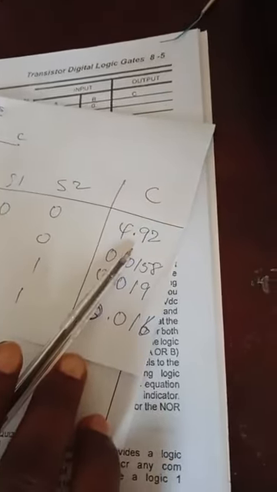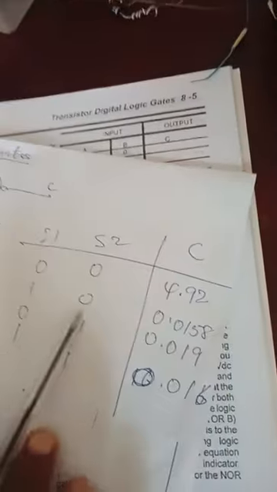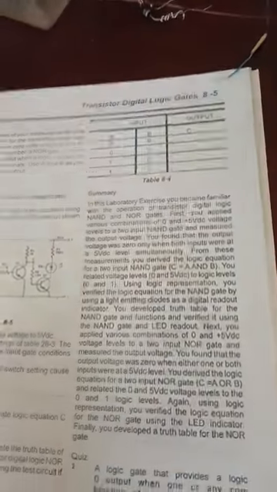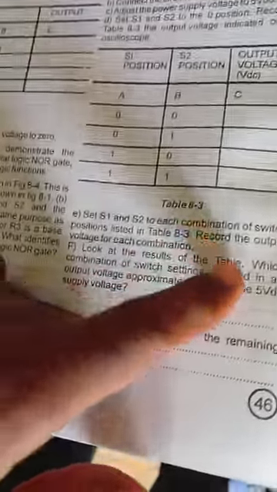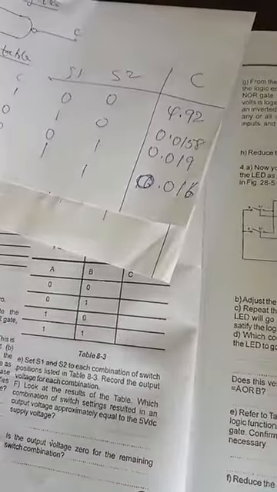From the equation, you can see that we only have a value closer to the input value, which is 5 volts, when we have both switches at 0. That's why we have output. Others give us a value close to 0 volts. So that's what we have to do here in fig 8.3: set the switch 1 and switch 2 combinations, and record the output voltage for each combination. We have recorded it. Looking at the result table, which switch combination gives an output voltage approximately equal to 5 volts? It's only one combination, when switch 1 is 0 and switch 2 is 0. I think that one is done.